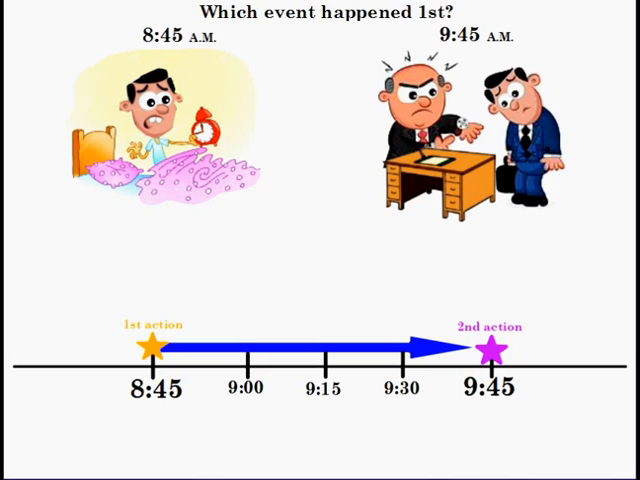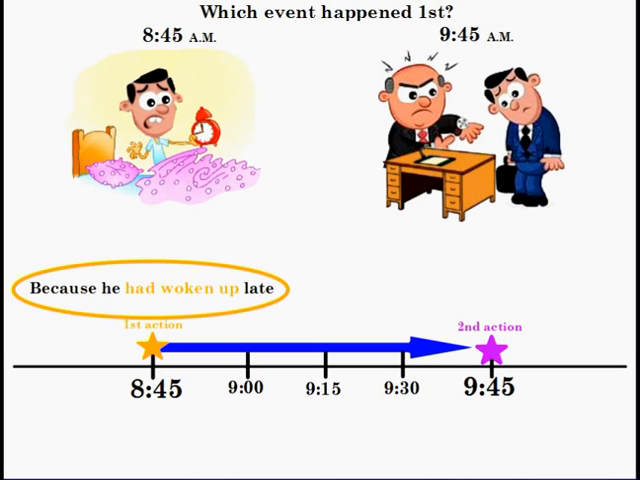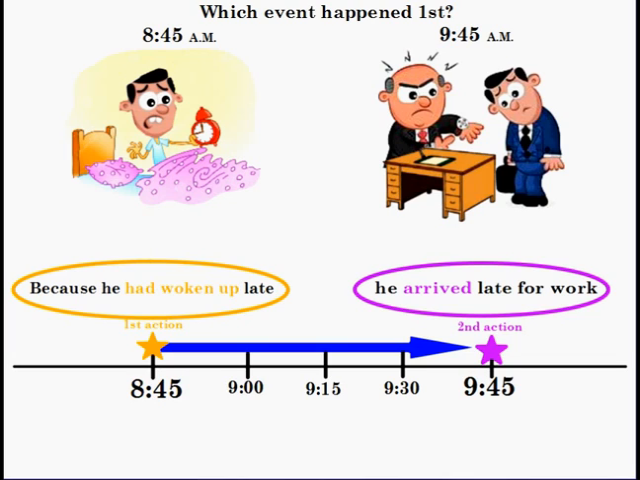I'm going to use the past perfect, okay? So I'm going to say, because he had woken up late, he arrived late for work. Okay? So notice in my first action, I'm using my grammar of the past perfect. Okay? And then the second action, I'm using the simple past. Okay? So this is basically how we use the past perfect. But let's examine the grammar of the past perfect a little bit more closely.